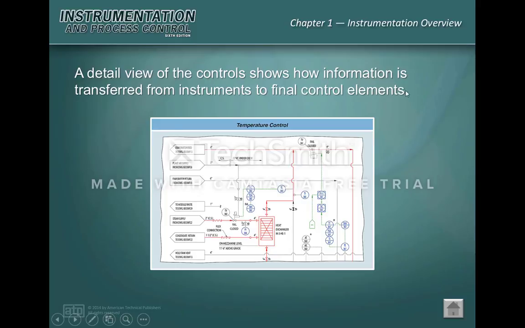A detailed view of the controls shows how information is transferred from instruments to the final control. So we have a heat exchanger, so our fluid comes up and goes through a heat exchanger. A heat exchanger is just used to cool or heat fluids. So in this case, we're supplying steam. We come through here, a TV temperature valve comes in, and it goes into the heat exchanger. So our fluid comes up, goes through the heat exchanger, which is receiving steam, so we're heating up whatever this fluid is, and it comes up.